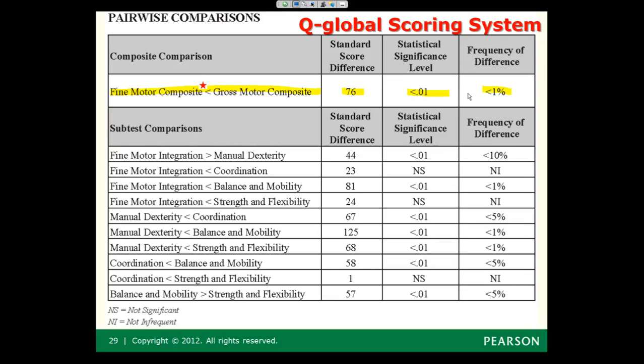So when we move on to looking at subtest comparisons, we're also able to think about what specifically between the subtests we would be most concerned about. So for this first one here, we see that manual dexterity is significant. Her manual dexterity score is significantly lower than her fine motor integration score. So even though fine motor skills overall are a weakness for Mary, her manual dexterity skills are much lower than her fine motor integration skills. So 44 points is, again, both statistically significant and clinically significant.